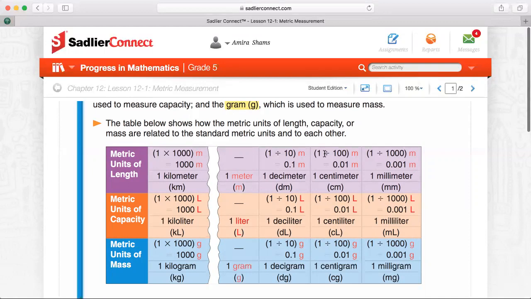Between kilometer and millimeter, I have meter, then decimeter, then centimeter, then millimeter, in this order. You must know the order. You must know that kilometer is greater than meter, is greater than decimeter, is greater than centimeter, is greater than millimeter. You must know what is the greatest and what is the least. Okay, girls? You must know the order.